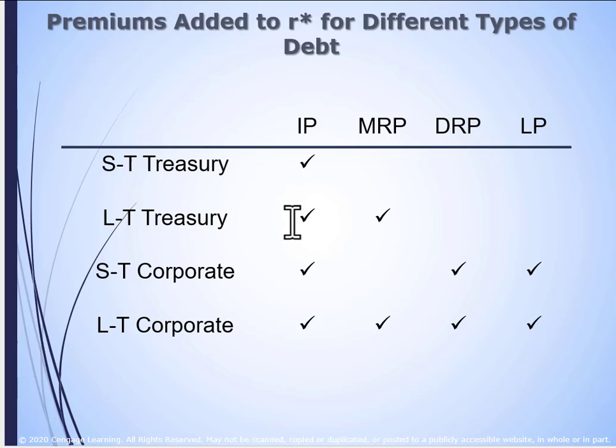A long-term security, inflation affects it obviously, but it also has a maturity risk premium because some of these could be as long as 30 years. Now, if you think about short-term corporate and long-term corporate, the differences between the two are in the other ratios, right? It's in the default risk and the liquidity premium. So these factors affect corporate securities, but do not affect United States securities.